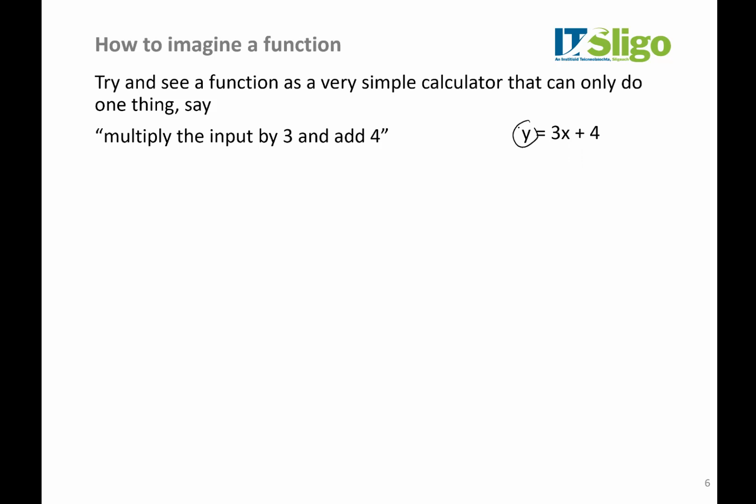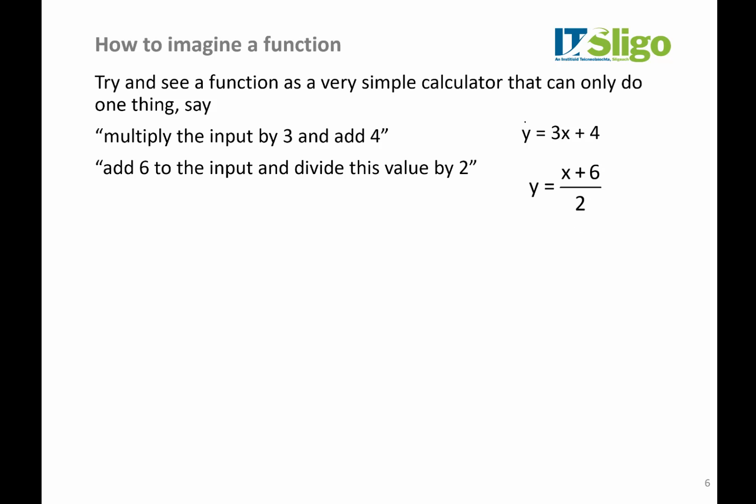Here's my output, that's what appears on the screen. This is whatever value I feed in, and this is the microprocessor. We could say add 6 to the input and divide this new value by 2. So these are what functions are. They're simple mathematical operations. And then we feed in inputs, we feed them into the function, and we generate outputs. We write these as coordinates, and then we draw a graph.